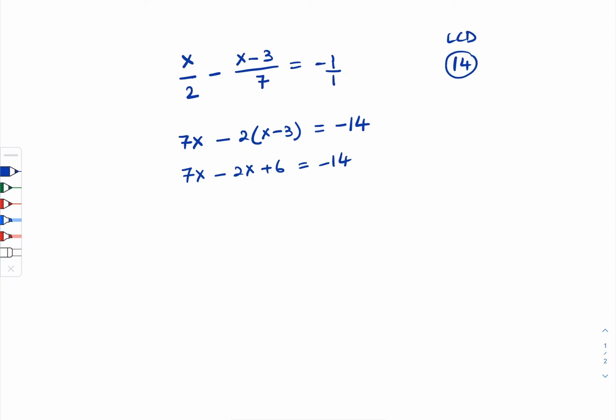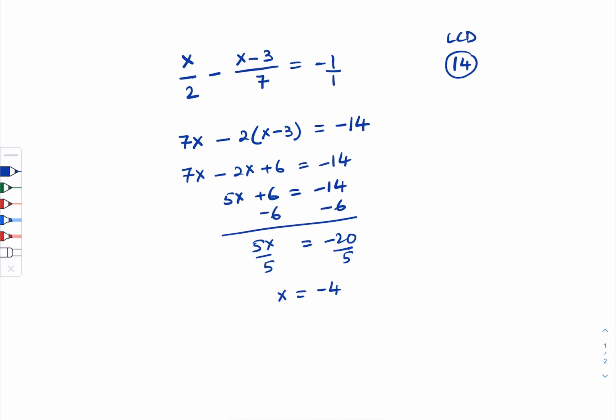So let's combine the x's. That makes it 5x plus 6 is equal to -14. Okay, and then now I'm going to go ahead and subtract 6 from both sides. So I get 5x is equal to -20. And then I divide both sides by 5. So x is equal to negative 4. And there you have it.